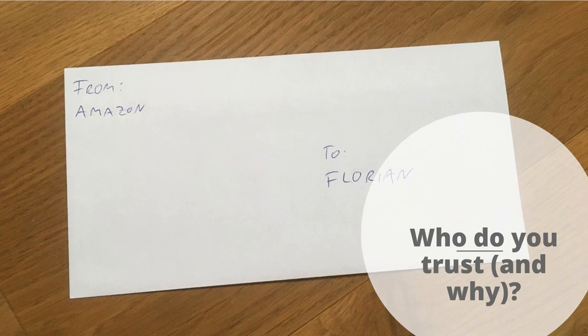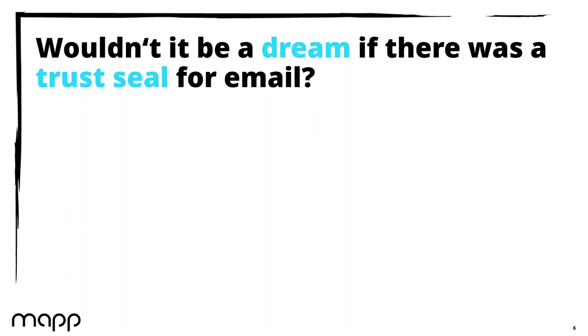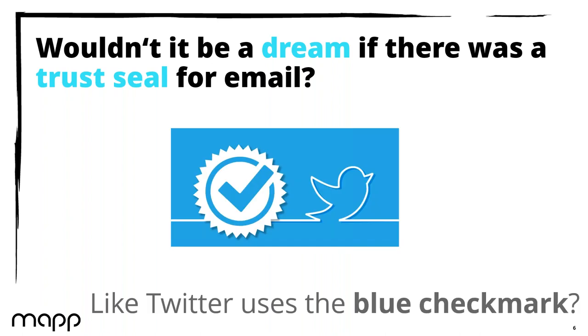I have another example. Who do you trust more, or what would you prefer, this mail or probably something like that? Don't think too much about the company, but in the end, why would you probably trust the second one more? It's because there's a seal on it. It's a trust seal. So in the end, what we need is something like a trust seal for email. That's what we want. Something like we have seen for years on Twitter, where the accounts of famous people always have a blue tick, the blue check mark, and then we know that's the official account.